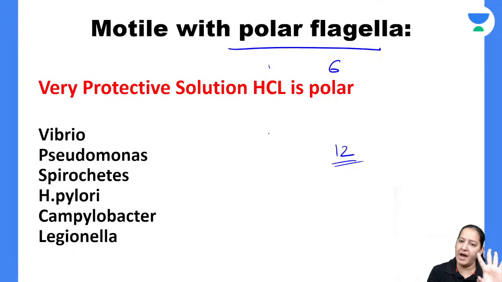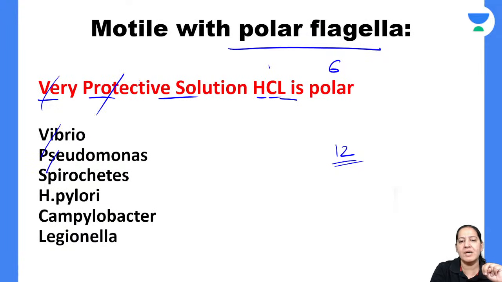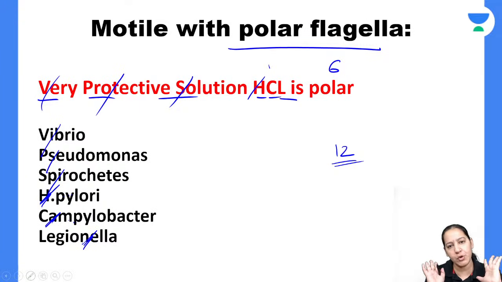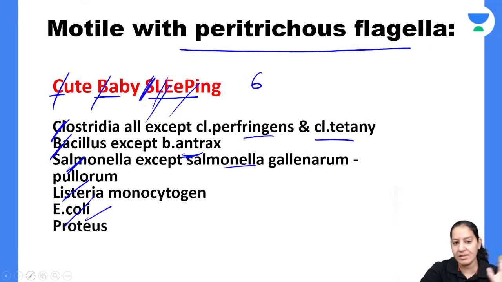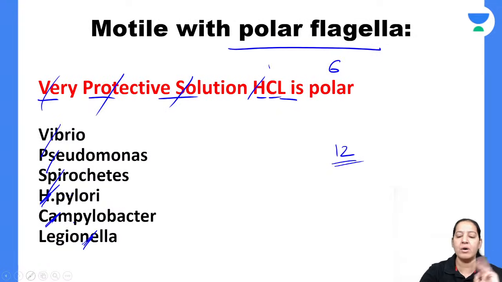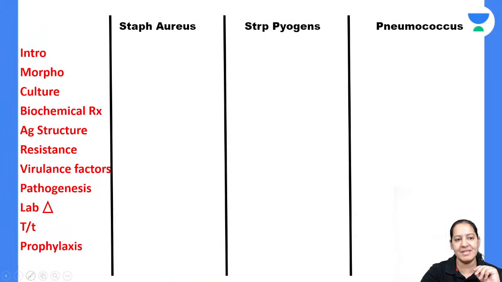And polar flagella, again there are 6 bacteria. The mnemonic is very protective solution, HCl. V stands for Vibrio, P stands for Pseudomonas, S stands for Spirochetes. HCl: H for Helicobacter pylori, C for Campylobacter, Helicobacter and Campylobacter both brothers, and L is Legionella. So there are 12 bacteria. Staphylococcus is not coming in these 12, neither peritrichous nor polar. So Staphylococcus is non-motile. You got my point? Say yes or no.